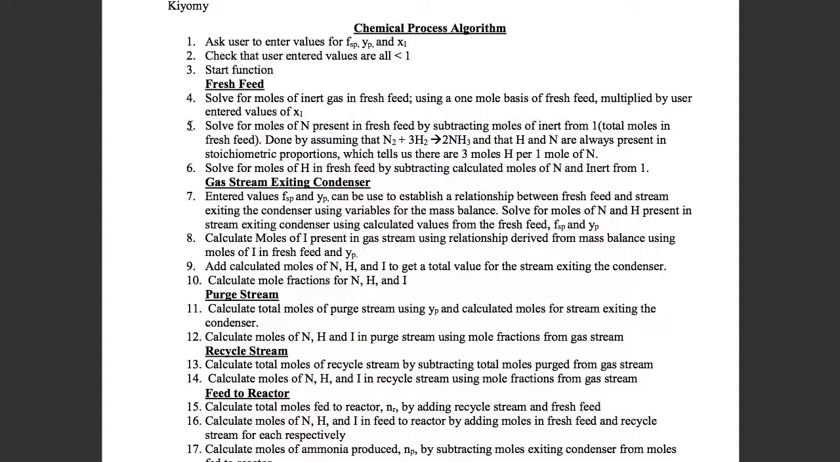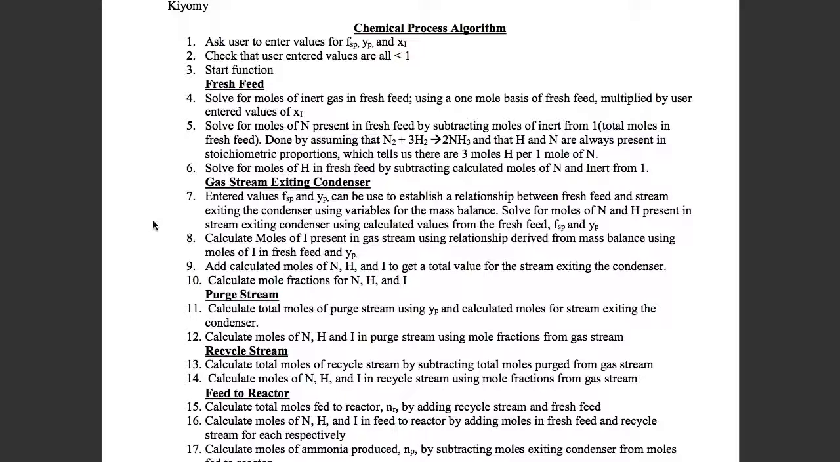Next, we're going to solve for moles of hydrogen in fresh feed by subtracting calculated moles of nitrogen and inert from 1, which is our gas stream exiting the condenser. We're going to enter the values of FSP and YP, which can be used to establish a relationship between fresh feed and the stream exiting the condenser using variables from the mass balance. We're going to solve for the moles of nitrogen and hydrogen present in the stream exiting the condenser using calculated values from the fresh feed, FSP and YP.